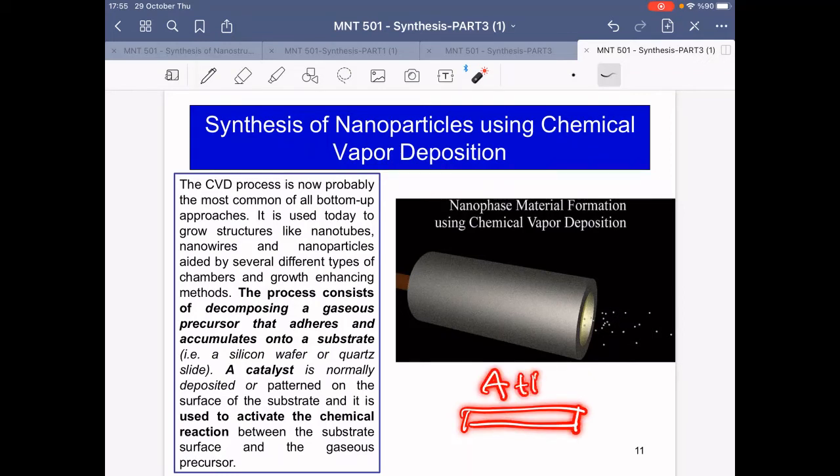So this is like A plus B going to C. You are making this happen in your reactor. A catalyst is normally deposited or patterned on the surface of the substrate and is used to activate the chemical reaction between the substrate surface and the gaseous precursor. Okay, so you have to really know the difference between a CVD and a PVD in its very major form.